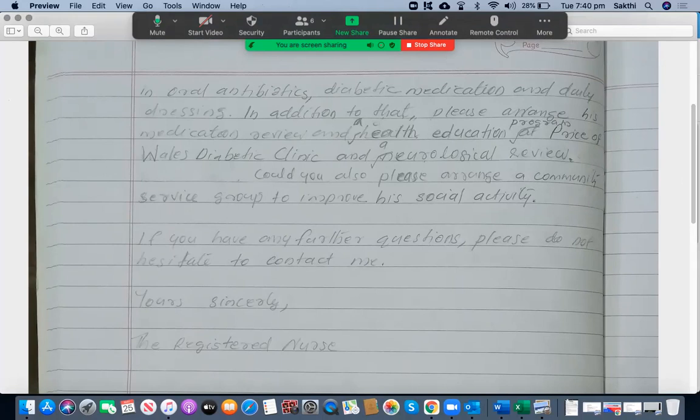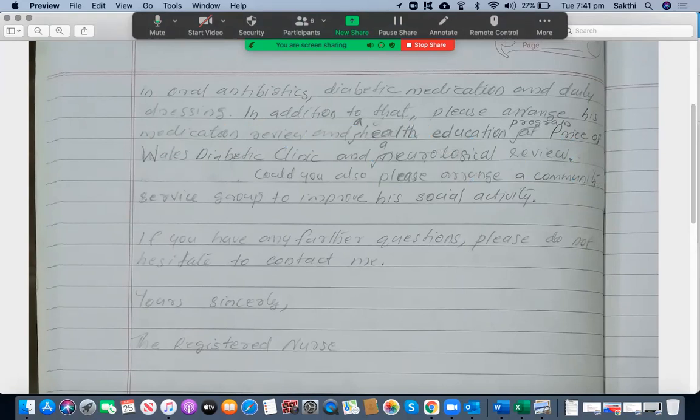All right. Okay, and neurological. What is this review? Okay, neurological review. So he has got two of them. Okay, medication review and health education. Okay, health education program. So these two things are going to be done in this hospital. Am I right? In this clinic, right? Isn't it? Yes, sir. Okay, good. Then that's all right.